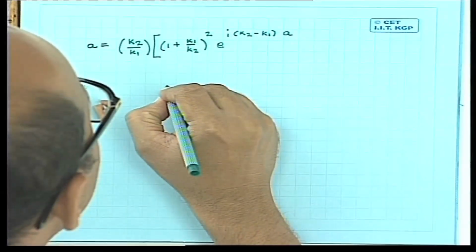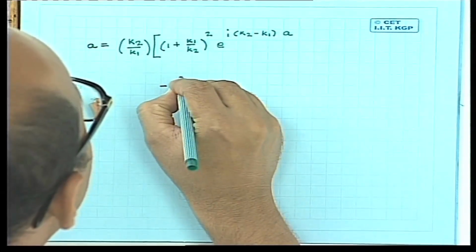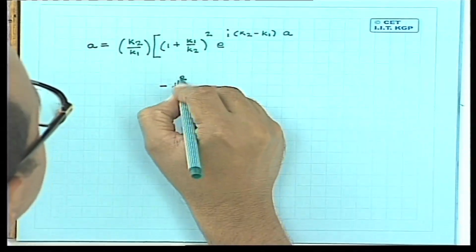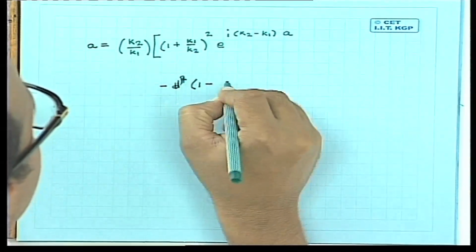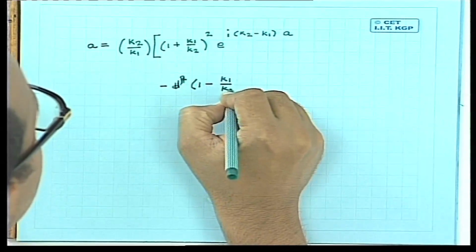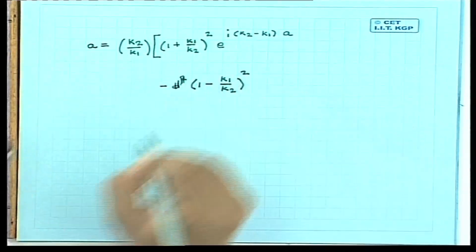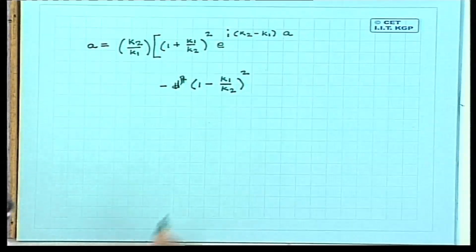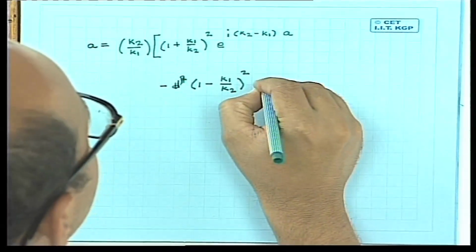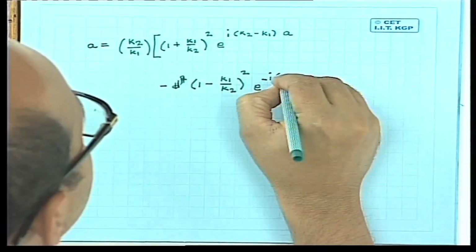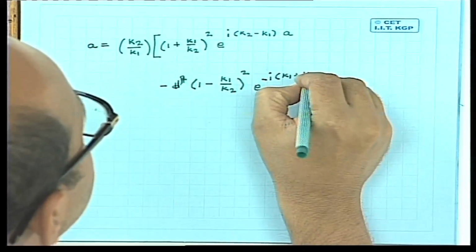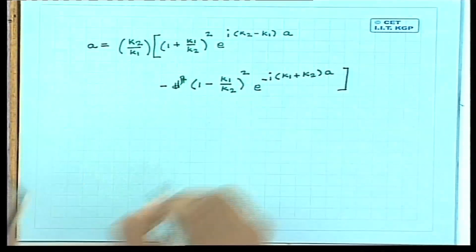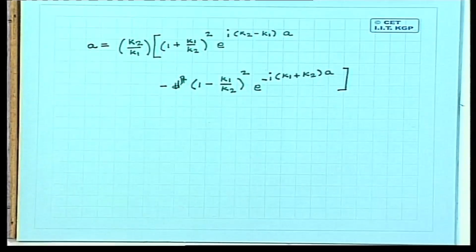So this minus d squared, and d square I have to also put in the expression. So it is 1 minus k1 by k2 whole squared, and this into e to the power minus I delta 2 prime, which is e to the power minus I k1 plus k2 into a. So this is what is small a.